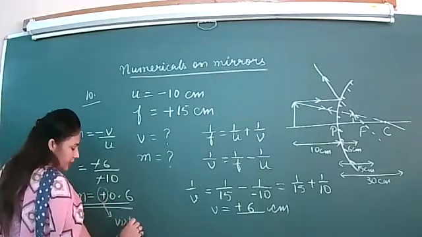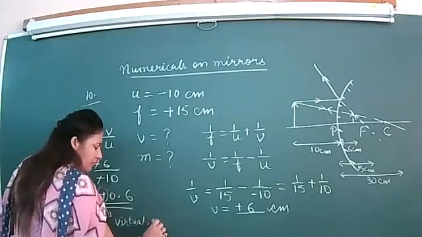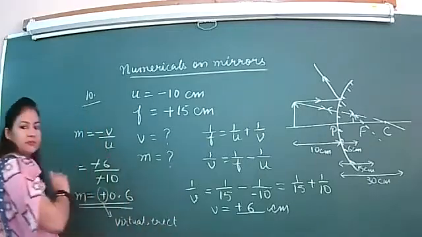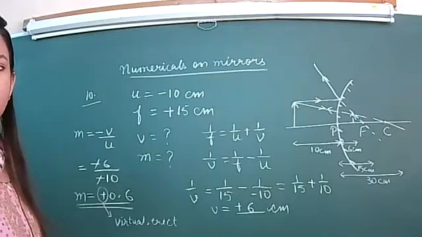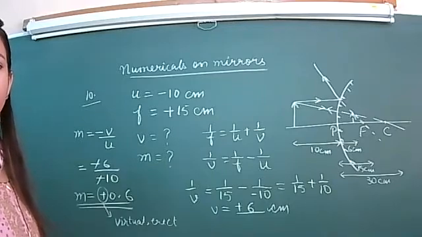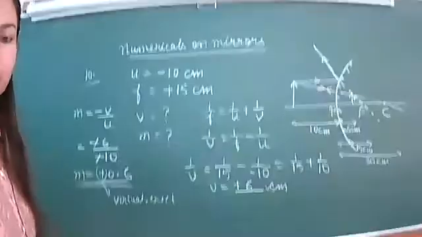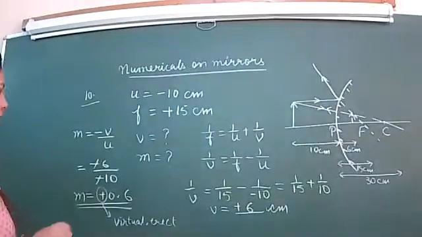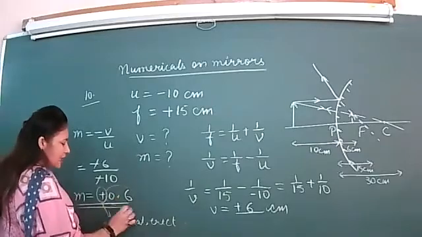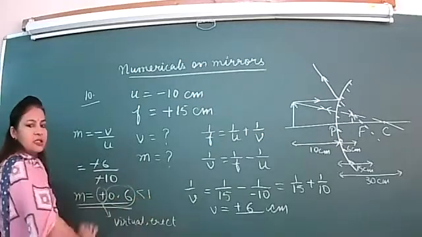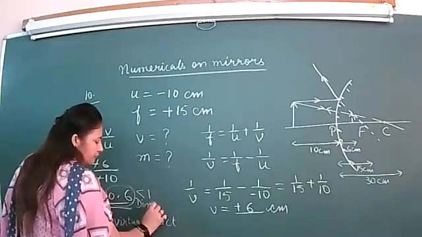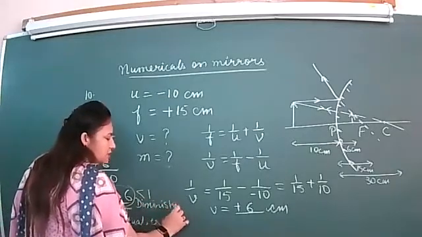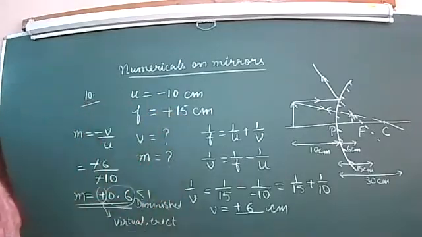Yes, we have drawn the ray diagram. Image should be virtual and erect. That is correct. Image is virtual and erect. And its value is less than 1. 0.6 is less than 1. That shows that image is smaller. Image is diminished in size. You can confirm from the ray diagram.